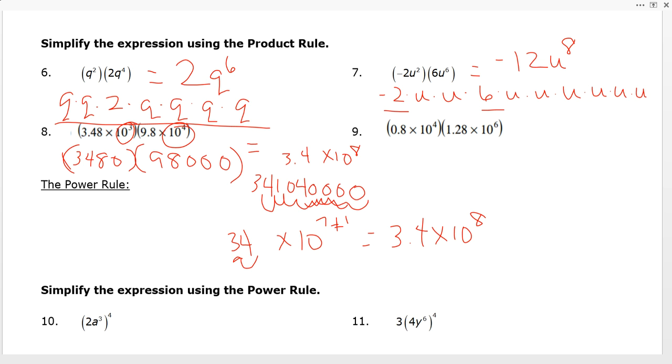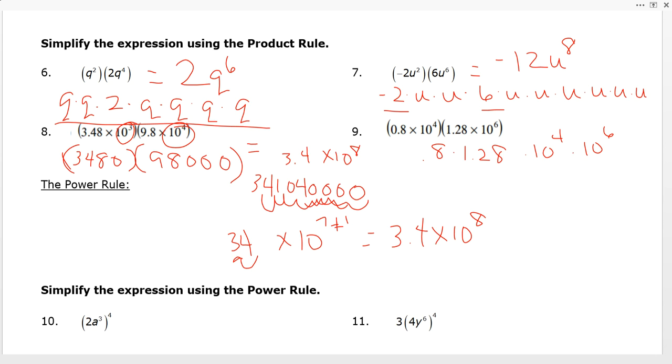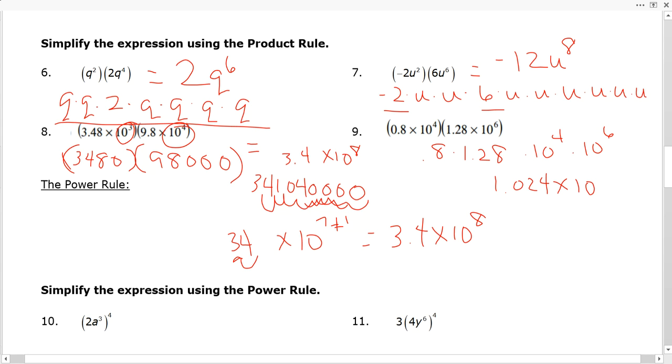So when you look at number 9, we're going to have 0.8 times 1.28. And then that's going to be times 10 to the 4th, times 10 to the 6th, 10 times 10 times 10 times 10 times 10, a lot of 10s. So if I do 1.28 times 0.8, I get 1.024. And I have 10 to the 4th and 10 to the 6th, which makes 10 to the 10th. It does not like me doing decimals.